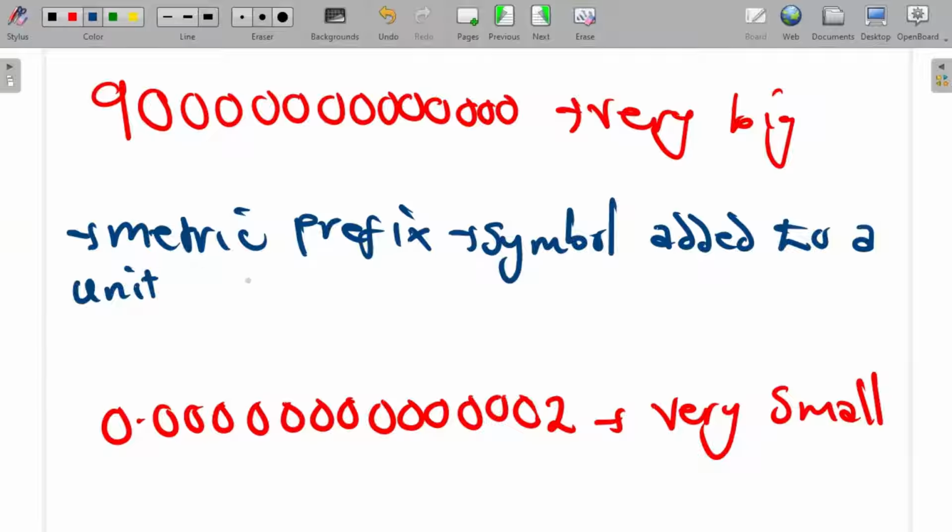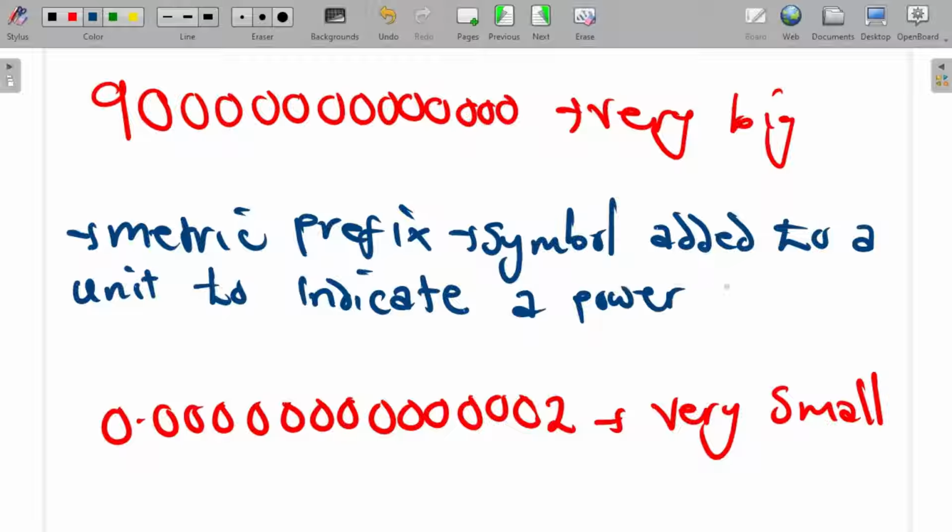To a unit to indicate a power of 10. A power of 10 like this. So to handle numbers that are very big or numbers that are too small, that's why we bring in the knowledge of what we call metric prefixes.